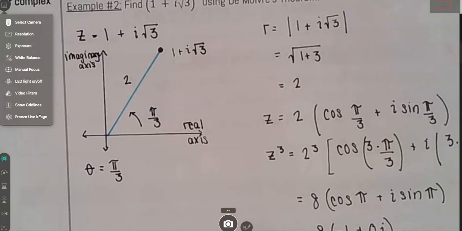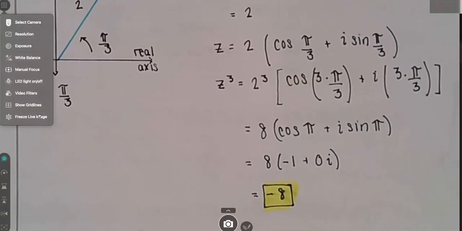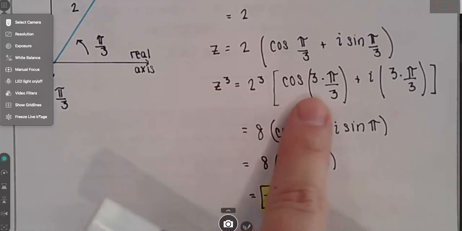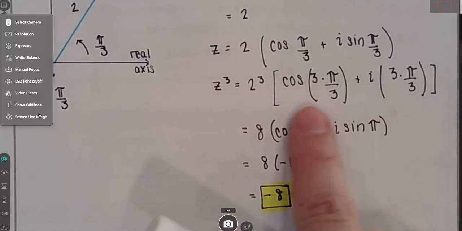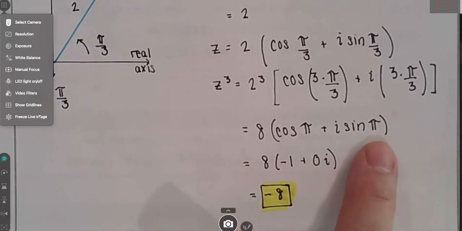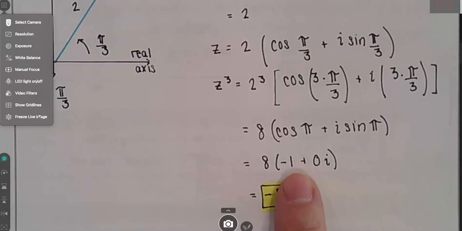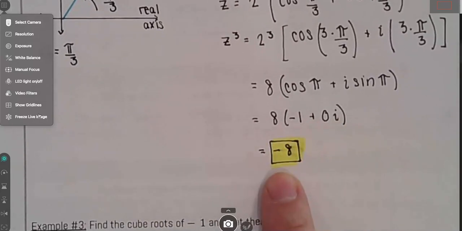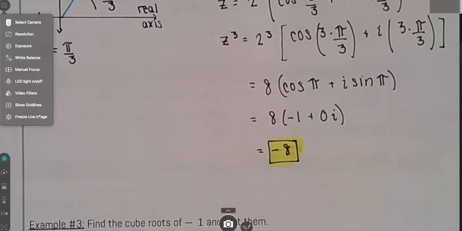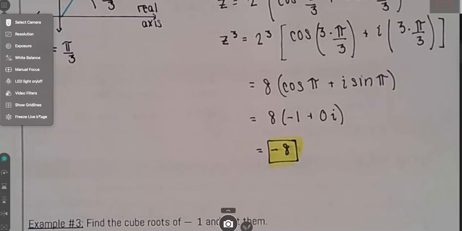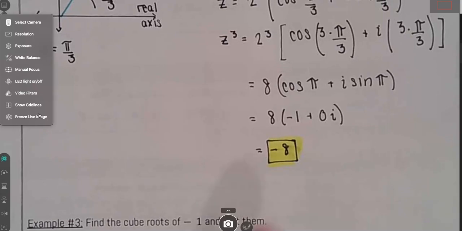Okay, here is the answer. So z is going to be this. Z cubed is 2 cubed, and then you multiply each of these angles by 3. So we're going to have 8 times cosine pi plus i sine pi. Cosine of pi is -1. Sine of pi is 0. So -8 is the answer. If you had given me -8 plus 0i, I would have also accepted that. That's the formula.